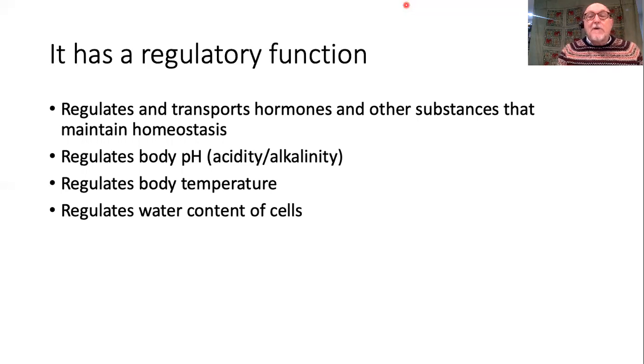Second of all, blood is very important for maintaining the body's pH, its balance of acidity and alkalinity. There are complex mechanisms in blood, mostly concerned with blood chemistry, with solutes in the blood. We're not going to discuss it in detail, but just remember that the blood regulates the body's pH.